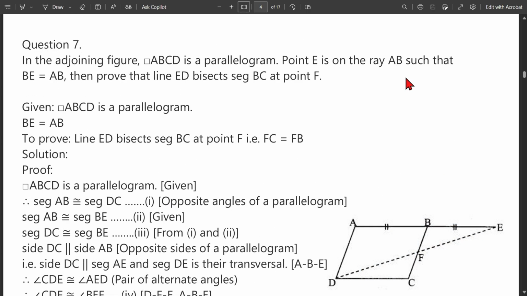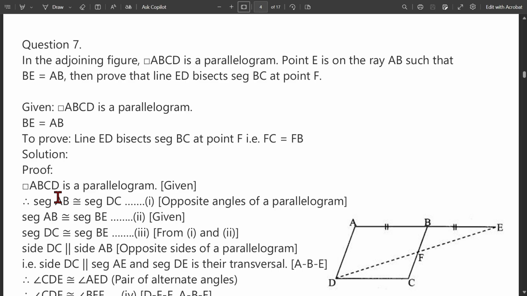Next problem, question number 7. In the adjoining figure, quadrilateral ABCD is the parallelogram given. Point E is on the ray AB such that BE equals AB. Then we have to prove that ED bisects segment BC. That means F is the midpoint of BC, or BF equals FC, is to be proved.